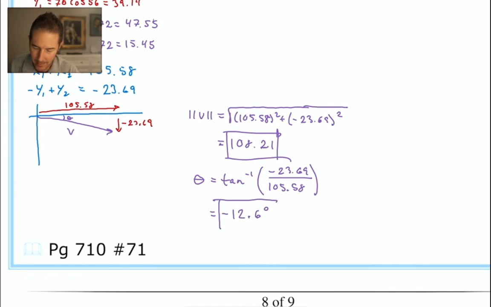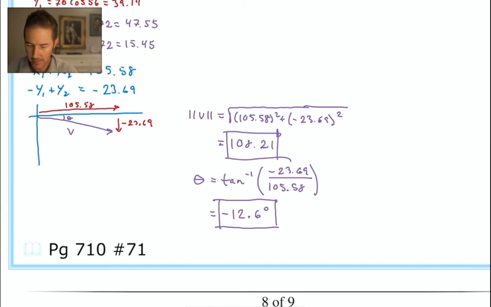Now that is a negative angle measure. If this were a multiple choice question, maybe a negative angle measure wouldn't be listed and you would need to add 360 degrees to this angle. It's also possible that since the original directions were given to us in bearing notation, we should be answering our direction angle here using bearings, and we could definitely do that since theta is equal to negative 12.6.